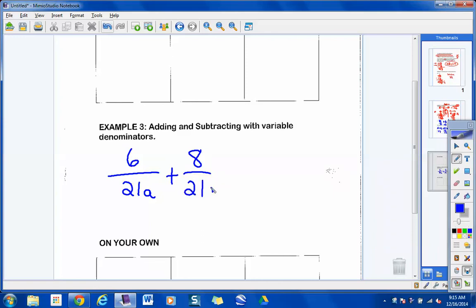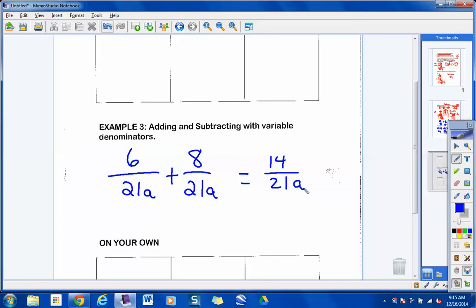Now guys, everything is the same. Are the denominators equal again? Yeah. Okay, so that's good shape. So what am I going to do with the 6 and 8 up top? Yeah. So would you guys agree this is really 14 over 21a? Yeah. Okay, here's the tricky part.